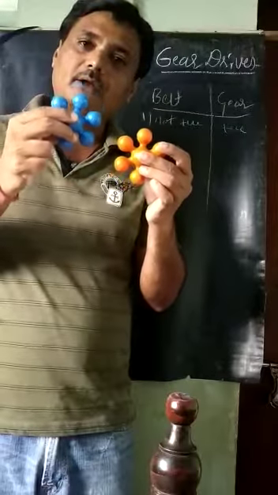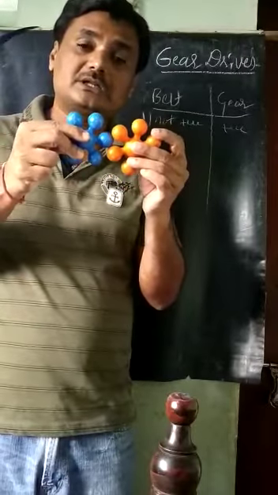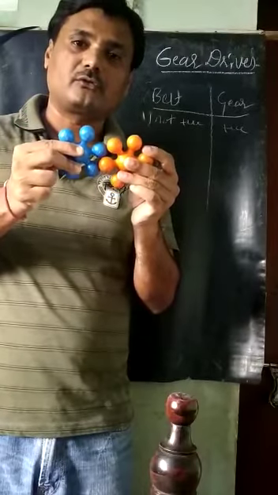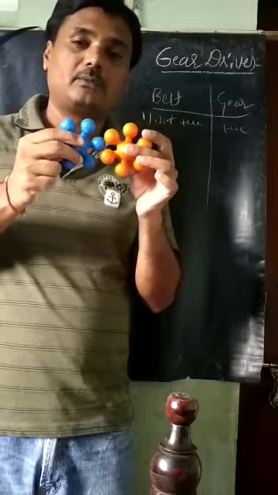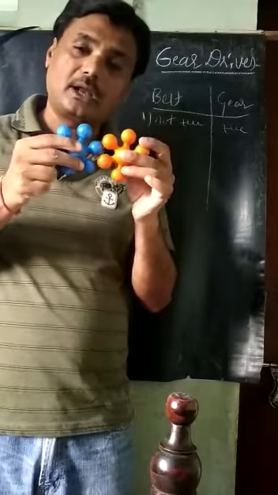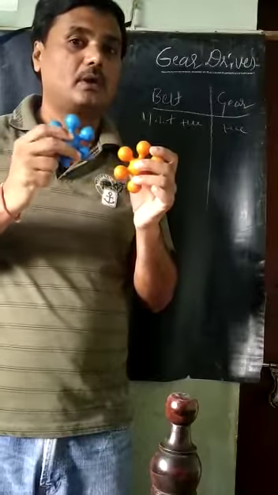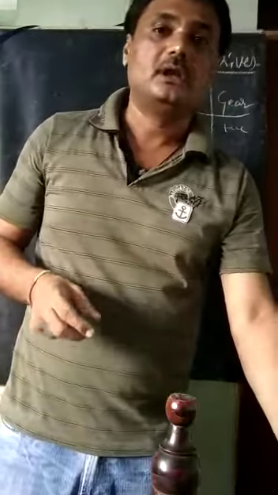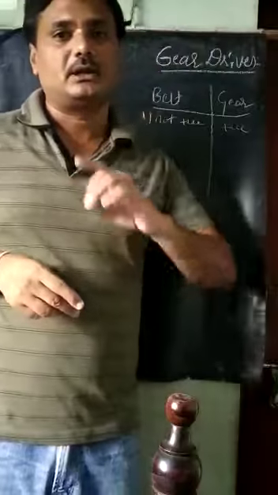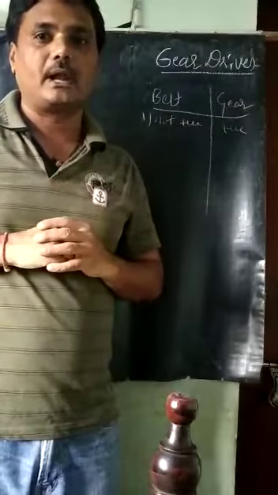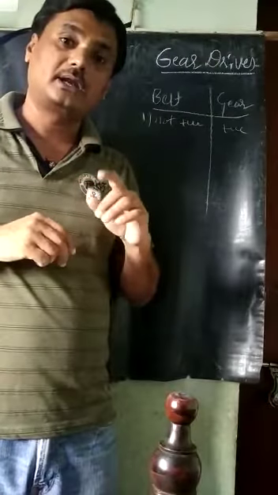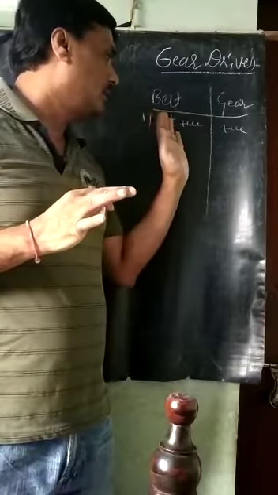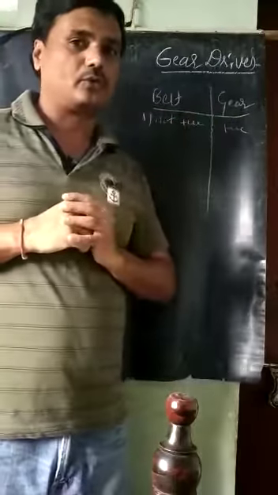So driver and follower both are touching, means both are engaging. So there is surface to surface contact, but the contact between these two may be line contact. Contact will be there between the follower and the driver. Whereas in the case of the belt drive, there is no contact between the driver and the follower. These two are connected by the belt. That's why this is not a positive drive. The gear drive is the positive drive.